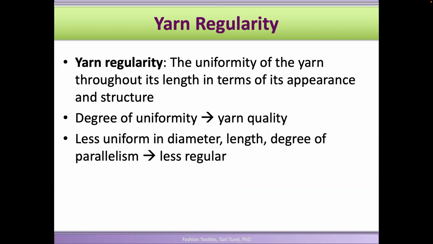When we talk about the quality of a yarn, we talk about the uniformity of the yarn. So regular yarns are more uniform along the length. It doesn't change its diameter throughout the length of it. And those type of yarns are usually better quality. So the more uniform the yarns are, the better quality the yarns are.